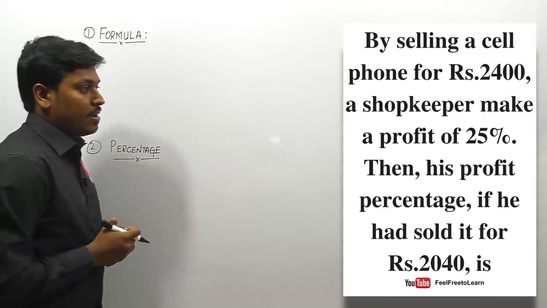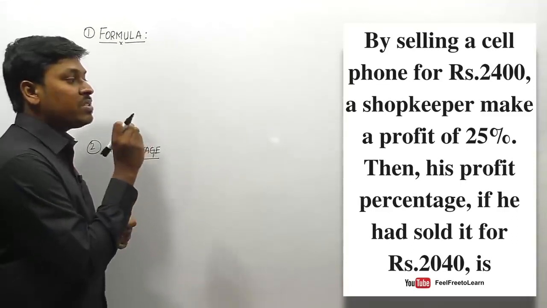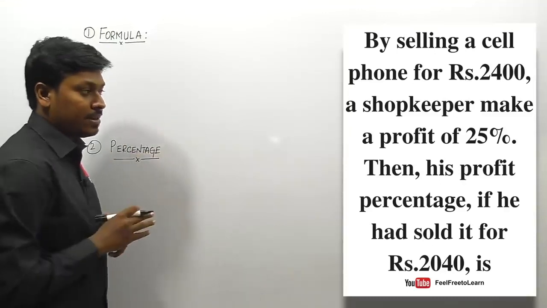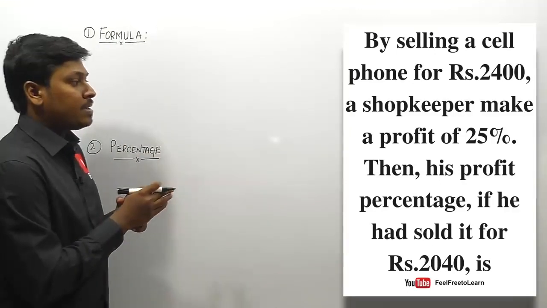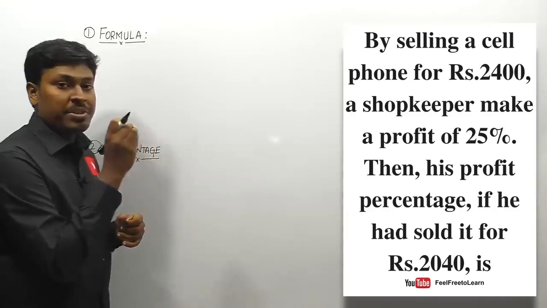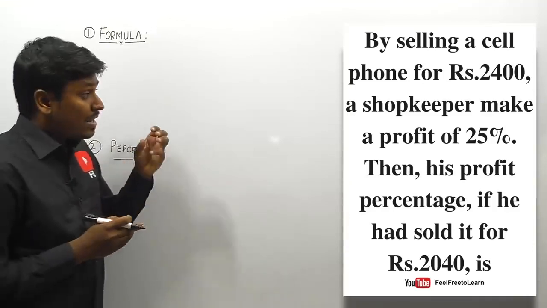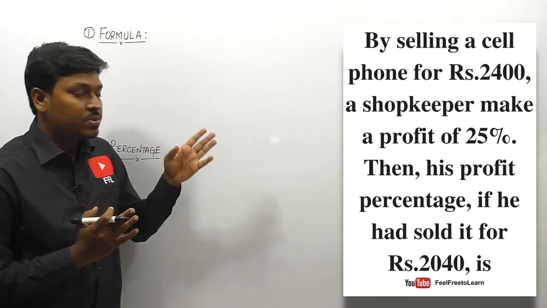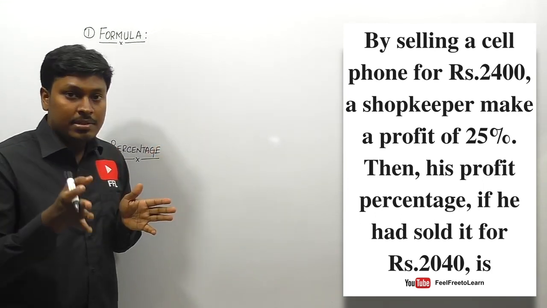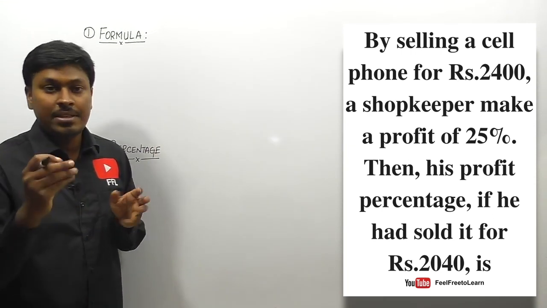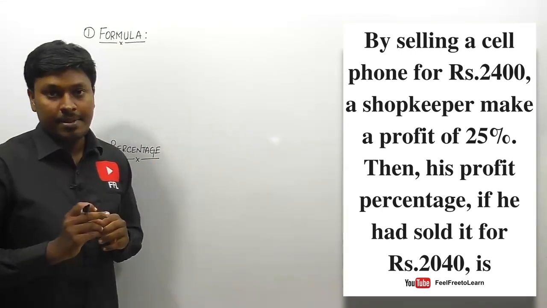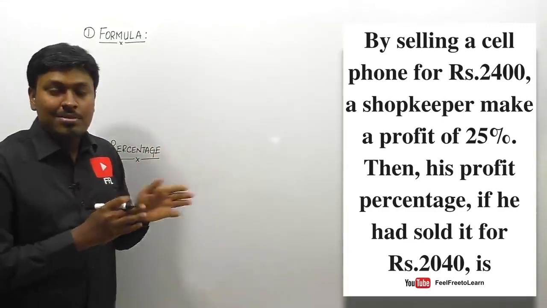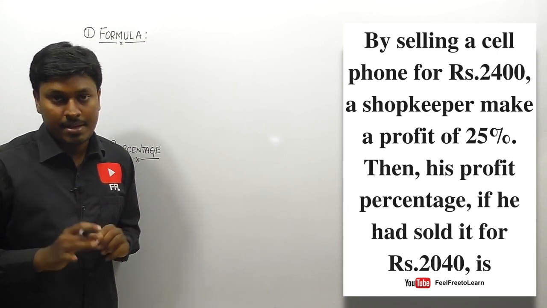Question number 6. By selling a cell phone for rupees 2400, a shopkeeper makes a profit of 25 percentage. Then what would be his profit percentage if he had sold it for rupees 2040? So friends, interesting question. First of all, a person is selling a mobile phone for rupees 2400. After selling for this amount, he found that he got 25 percentage profit. If he sold the same mobile phone for 2040 rupees, we need to find what will be its profit percentage.